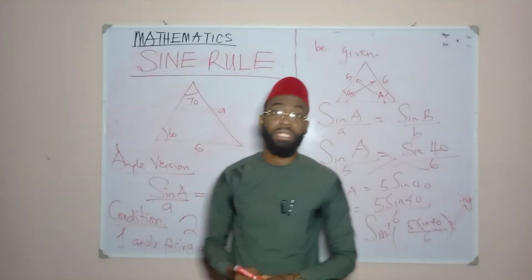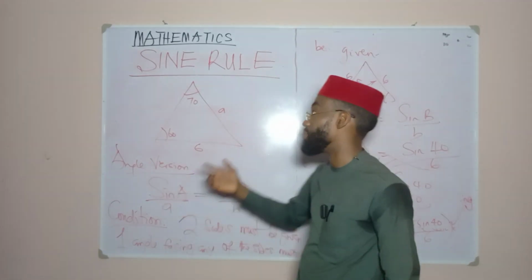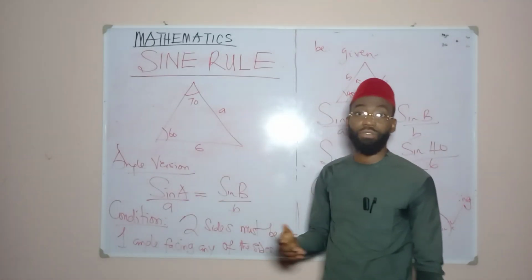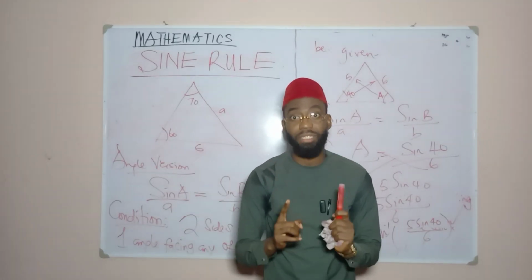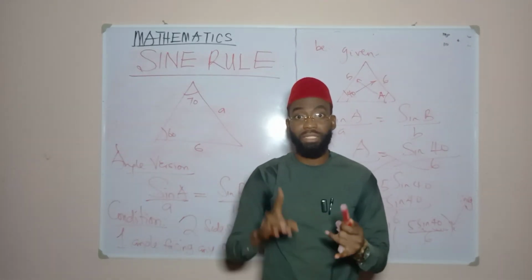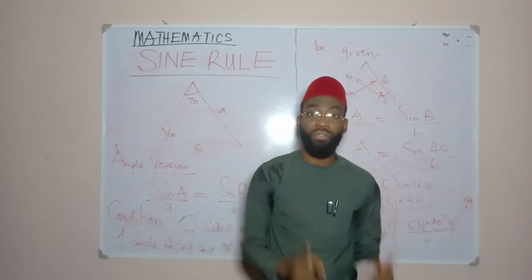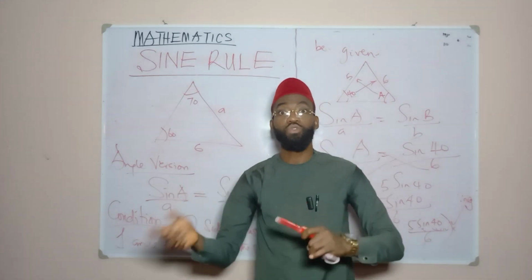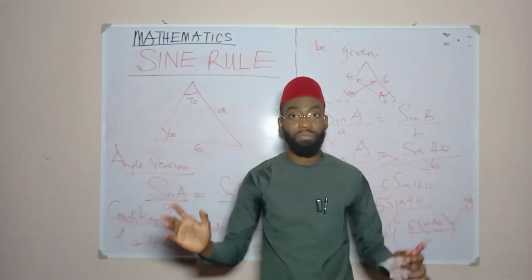So we've come to the end of today's class. We have taken note of two key things: using the sine rule to find missing sides and also using the sine rule to find missing angles. In two cases, one thing is ascertained. Number one, to find missing sides, you are going to be given two angles and a side facing any of the given angles. To find missing angles, you're going to be given two sides and one angle facing any of the given sides. It's just as simple as that.